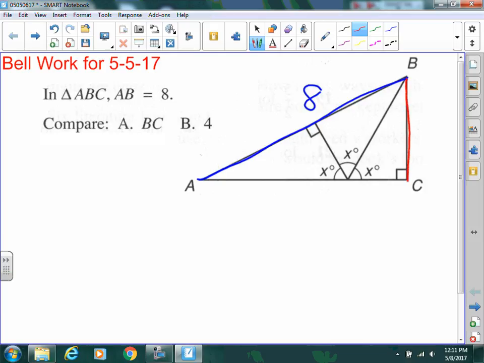They say, how does BC compare to 4? Well, just looking at that initially, you say, you've only given me one side. How am I supposed to figure out how BC compares with 4? And of course, the answer lies here with the fact that they gave us these x's. All these x's are the same. What should the x's add up to?